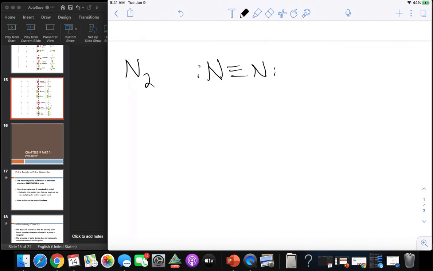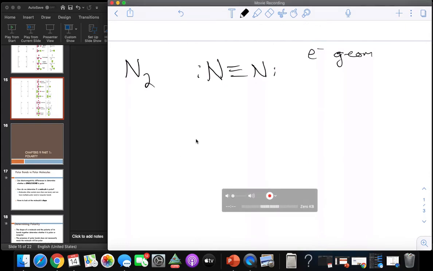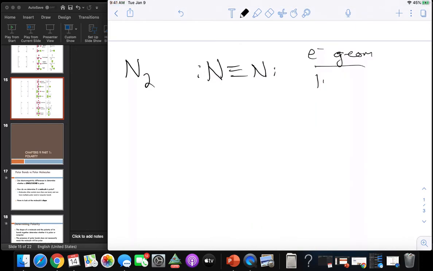So our geometries, electron geometry, in terms of how many things are around our central nitrogen. And again, it doesn't matter which nitrogen we pick. Let's pick this one as our central one. There's one bound atom and one lone pair. That's two things. So that means our electron geometry is linear. And anytime our electron geometry is linear, our molecular geometry is also linear.